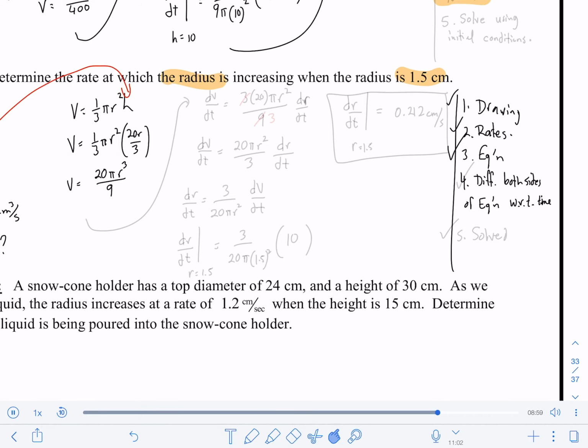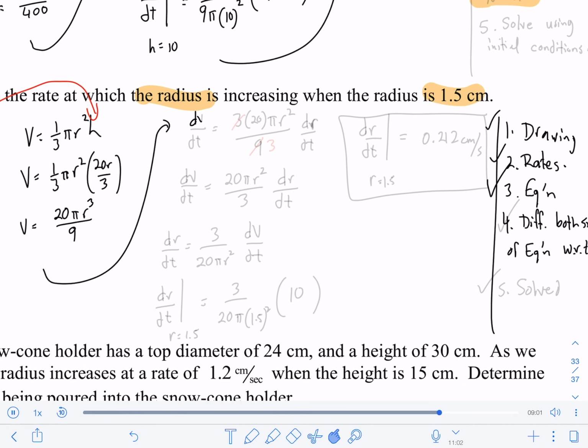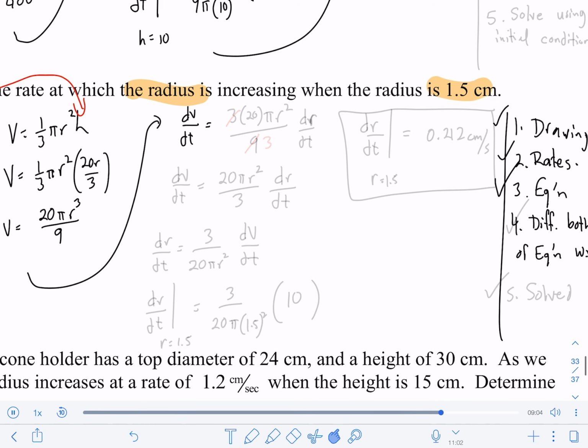Okay, and so let me just do that up here so I have a little more room. dV/dt will be 3 times 20 times pi r squared over 9. I've left the 3 out there so that we can cancel. And then dr/dt. And we're going to simplify this by saying that's the same as 1/3. And so now dV/dt is going to be 20 pi r squared over 3 times dr/dt.